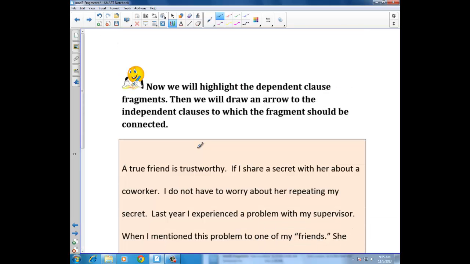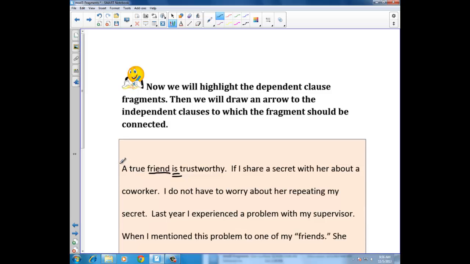In the exercise below, let's highlight the dependent clause fragments. Remember our three questions. Is there a subject? Is there a verb? Is there a subordinating conjunction? Then we will draw an arrow to the dependent clauses to which the fragment should be connected. A true friend is trustworthy. The verb is. The subject is friend.